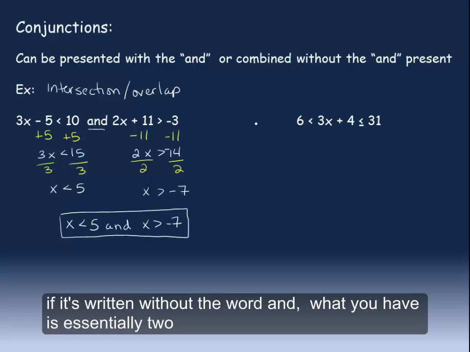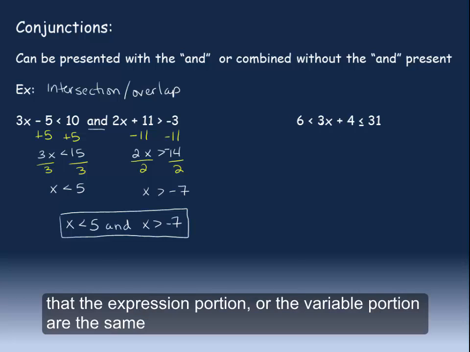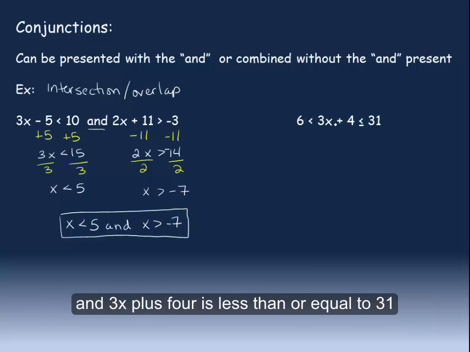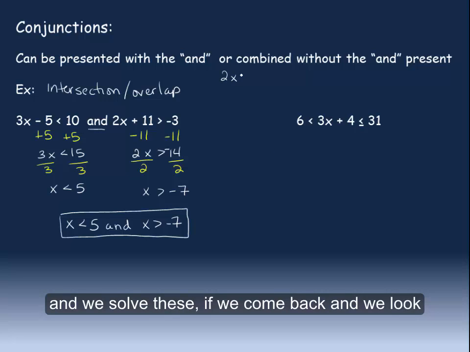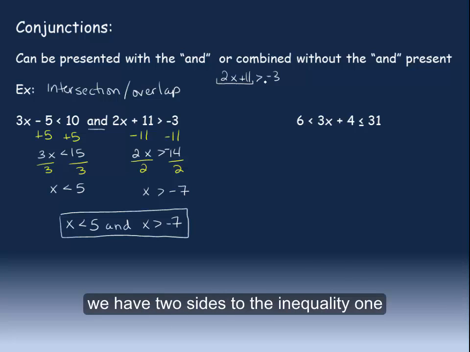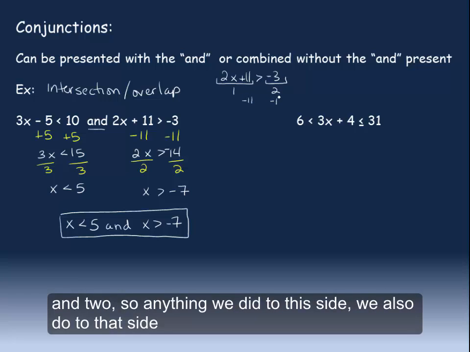If it's written without the word "and", what you have is essentially two inequalities put together where the expression portion, or the variable portion, is the same. This is 6 is less than 3x plus 4, and 3x plus 4 is less than or equal to 31. And when we solve these, if we come back and look at our first example, we have two sides to the inequality, 1 and 2. So anything we did to this side, we also do to that side.